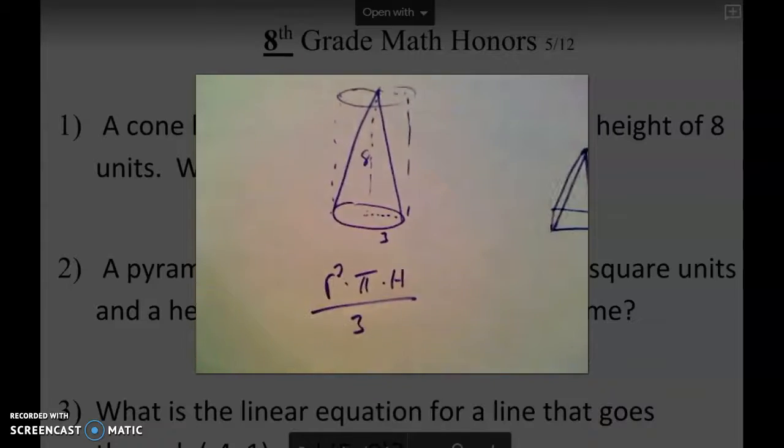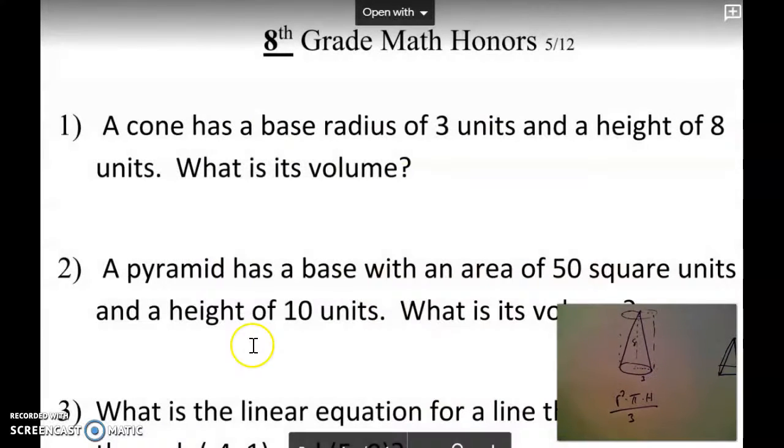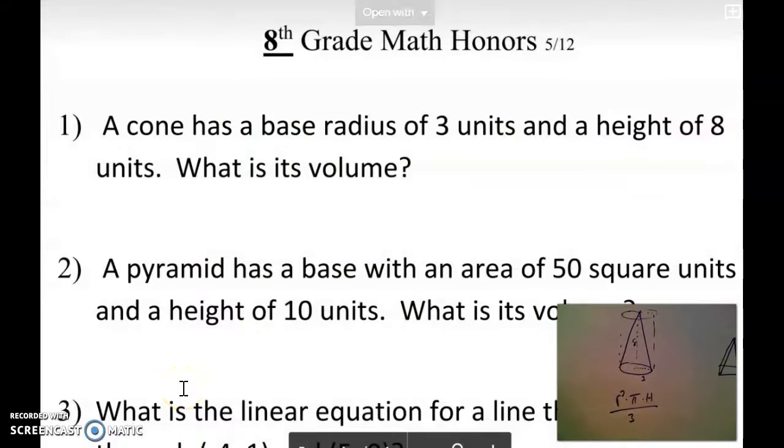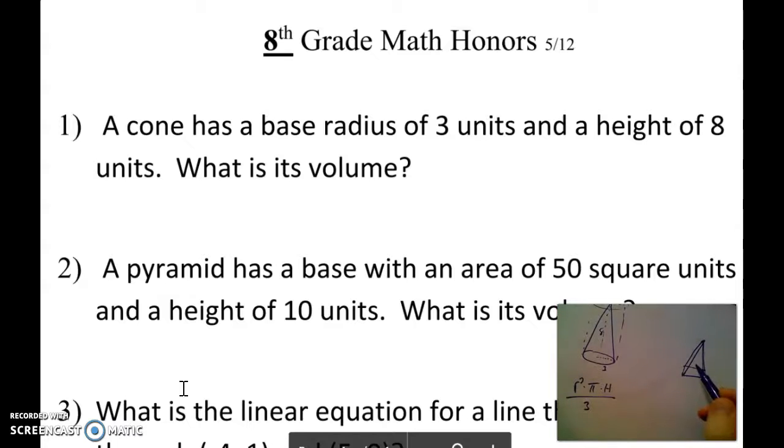And number 2 says a pyramid has a base with an area of 50 square units and a height of 10. What is its volume? So when it comes to a pyramid, the relationship is the same as a cone to a cylinder. A pyramid to the rectangular prism that would surround it.